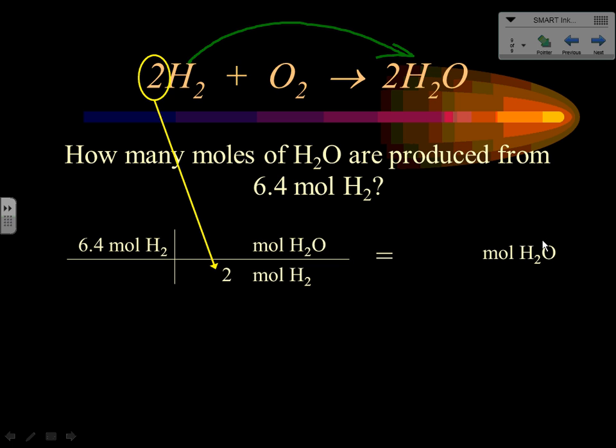For every 2 moles of hydrogen, I have 2 moles of water. So 6.4 times 2 divided by 2 is going to be 6.4 moles of water. And that ends my notes over simple stoichiometry problems.